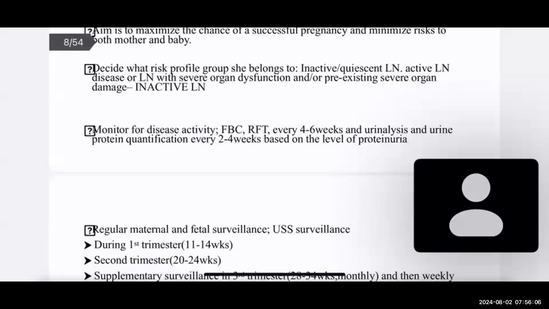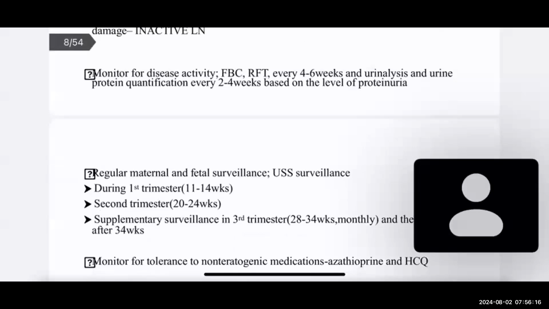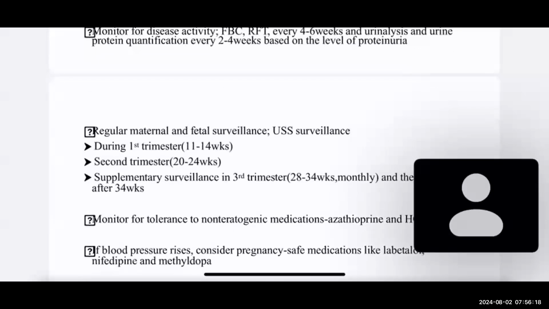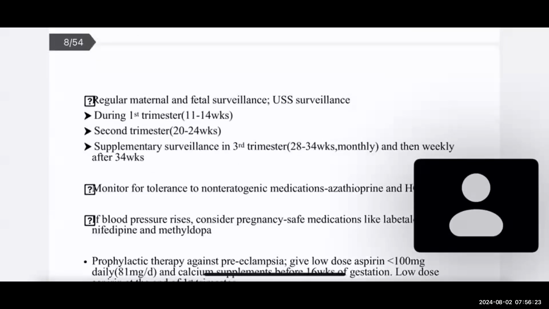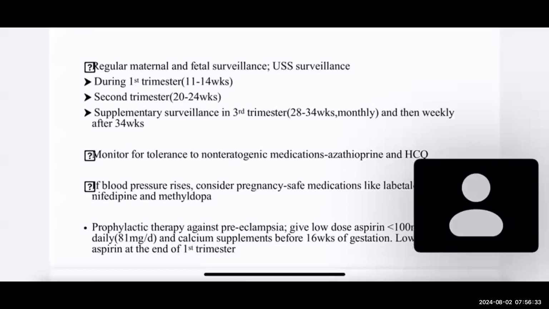So I'll continue to monitor disease activity, doing full blood count and renal function every 4 to 6 weeks. And I'll be doing urinalysis and urine protein quantification every 2 to 4 weeks based on the level of the proteinuria. Regular maternal and fetal ultrasound surveillance would also be important for her. During the first trimester, I'll be checking the fetus at 11 to 14 weeks. In the second trimester, 20 to 24 weeks. And when she gets to the 3rd trimester, every month between 28 to 34 weeks, I'll be doing surveillance. Once she gets to 34 weeks, I'll do the surveillance weekly.